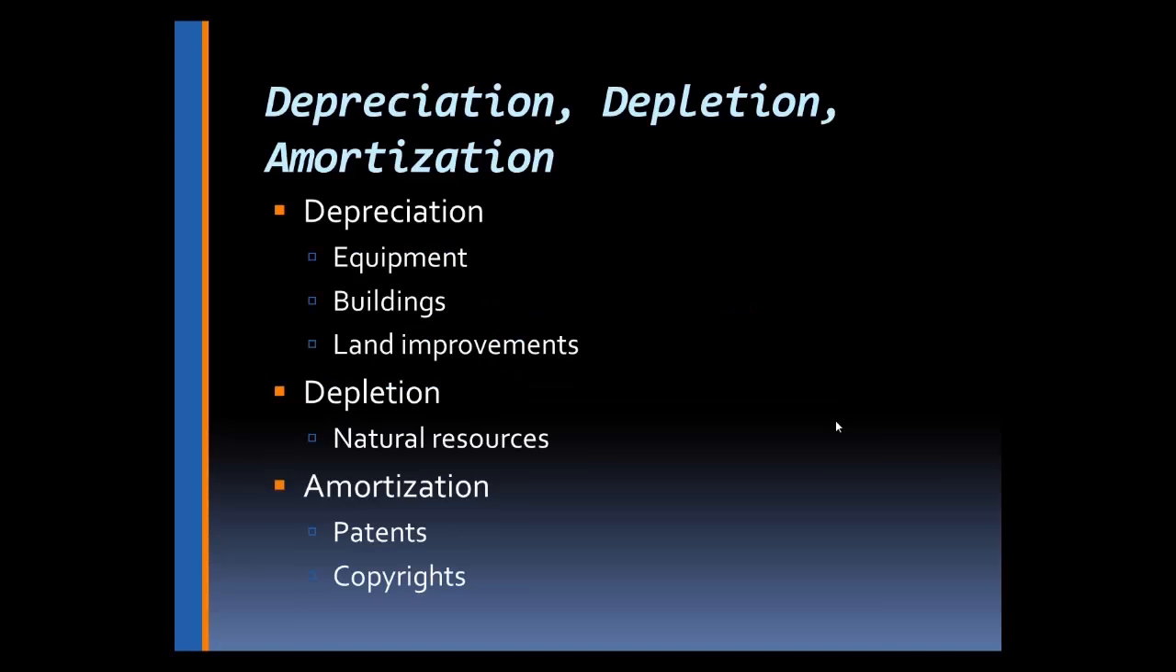We have three terms we use which are basically interchangeable, but they apply to different asset classifications. For equipment, buildings, and land improvements, we calculate depreciation. For natural resources, we actually calculate depletion. In other words, how are they depleted as they're used up? And for intangibles, such as copyrights, patents, and goodwill, we amortize them over their useful life. But basically, all three terms refer to how we're using the asset up over its useful life.